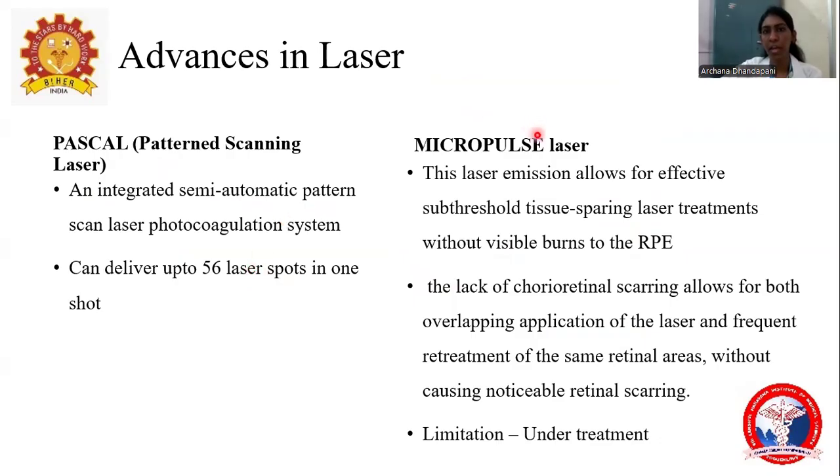retina of the patient. And micropulse laser, this laser emission allows for effective subthreshold tissue-sparing laser treatment without any visible burns to the RPE. There will be a lack of chorioretinal scarring, which allows for both overlapping application of the laser and frequent retreatment of the same retinal area without causing noticeable retinal scarring.